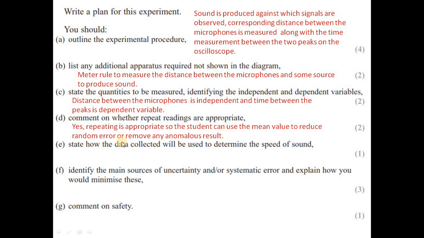State how the data collected will be used to determine the speed of the sound. So the straightforward method is we can use the measured distance and the time between the two peaks, and we can use these two in the formula v equals distance over time to calculate the velocity of the sound.